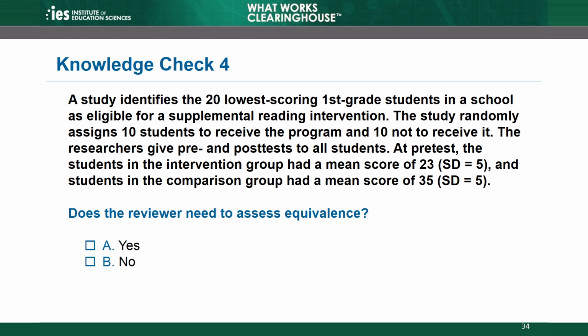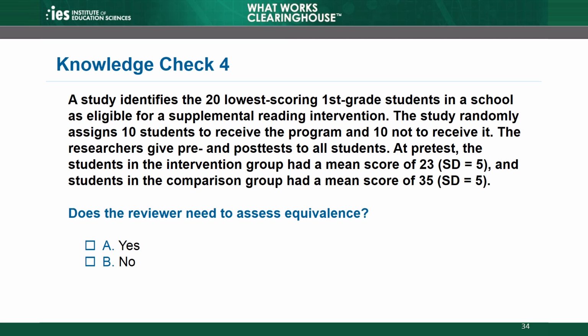Knowledge check 4. A study identifies the 20 lowest scoring first grade students in a school as eligible for a supplemental reading intervention. The study randomly assigns 10 students to receive the program and 10 not to receive it. The researchers give pre-tests and post-tests to all the students.